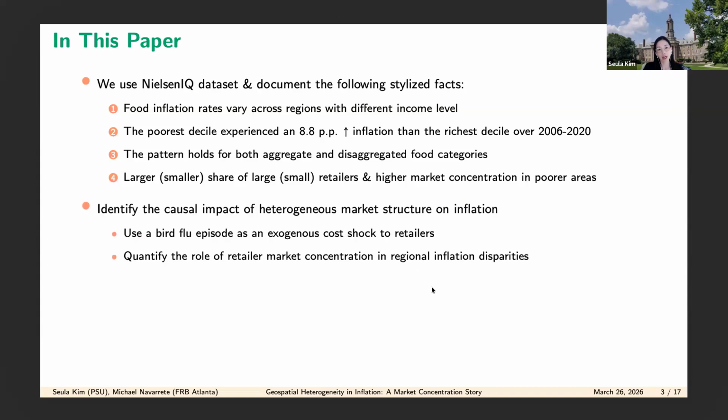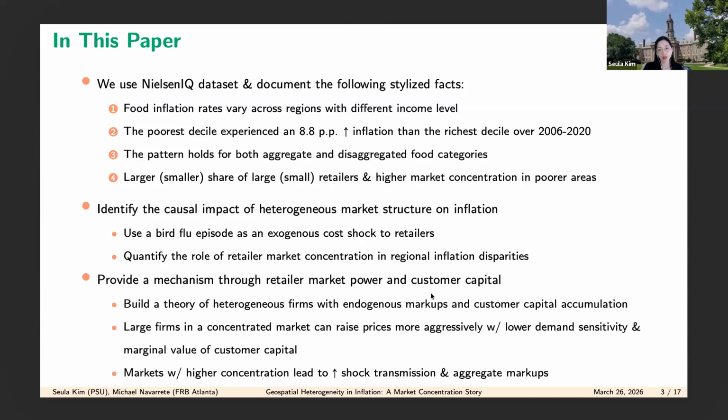And then next, we try to identify the causal impact of heterogeneous retailer market structure on inflation. To do so, we exploit a bird flu episode as an exogenous cost shock to retailer pricing, and we quantified the role of retailer market concentration in accounting for the regional variations in food inflation.